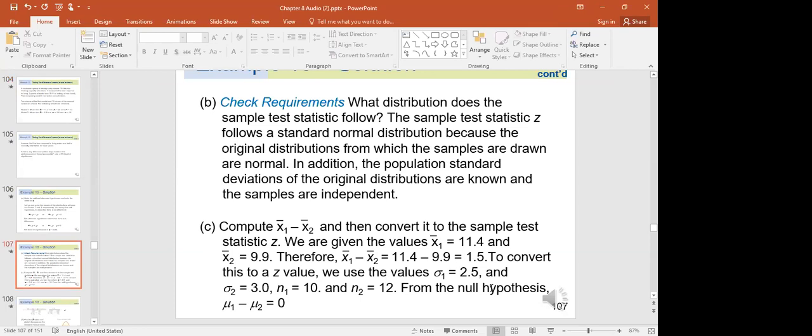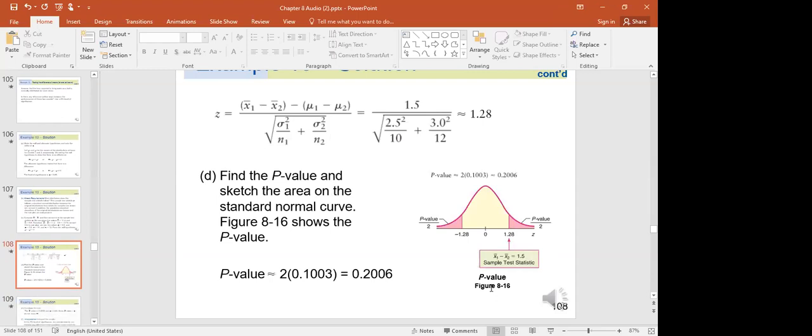So if you are working manually, that is without a TI-83/84 calculator, you will want to find the difference between the sample means x1 minus x2, and then compute the z value for that difference using the standard deviation of the population. We will have the z value to be 1.28, and the p-value is 0.2.